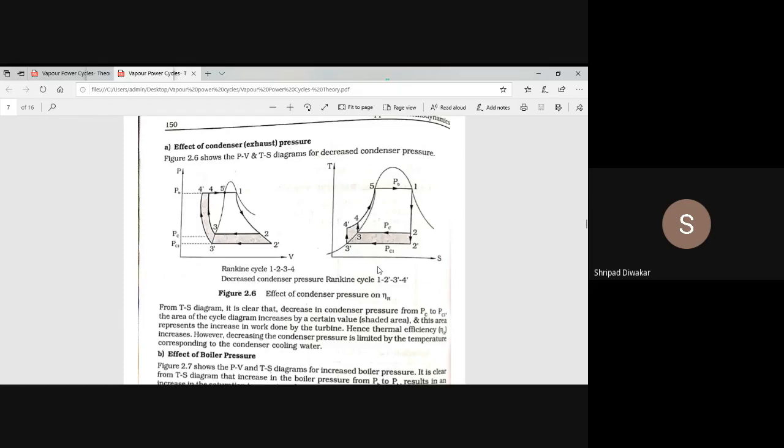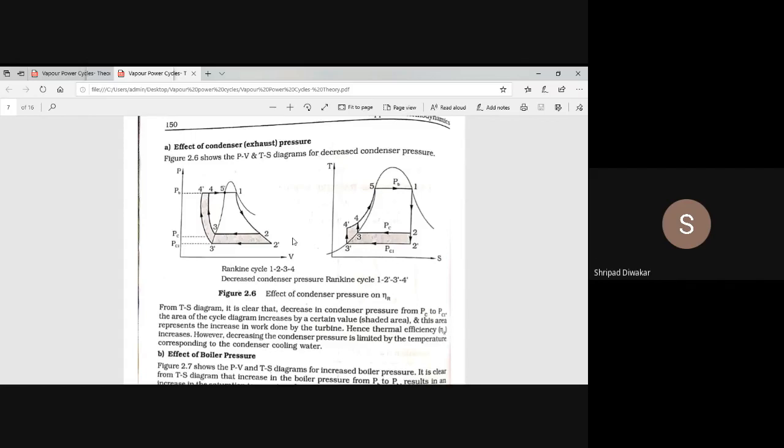Okay, the explanation is by the PV diagram. It is evident that the area under curve 2' 3' is more as compared to the area under 2 3. Hence, more work will be done by the turbine. When more work is done, there obviously will be an increase in the efficiency. Hence, the condenser pressure plays an important role in the efficiency. So whenever we have low condenser pressure, obviously we'll get a high thermal efficiency of a Rankine cycle.